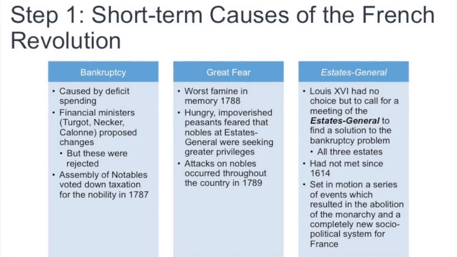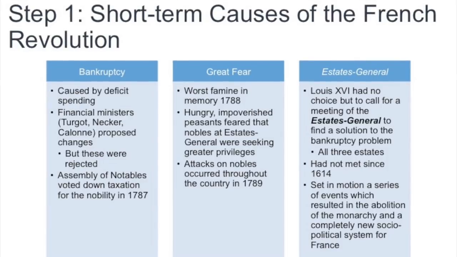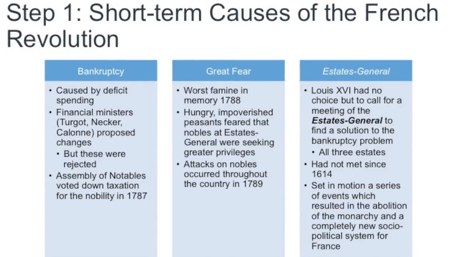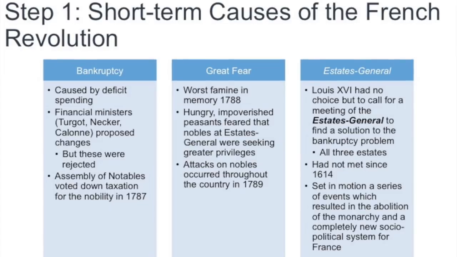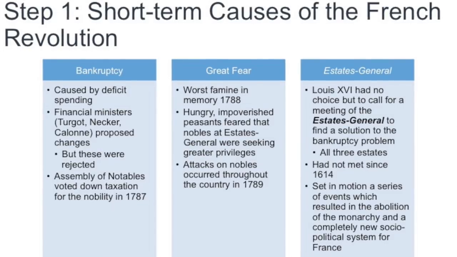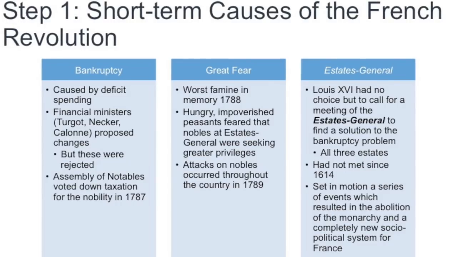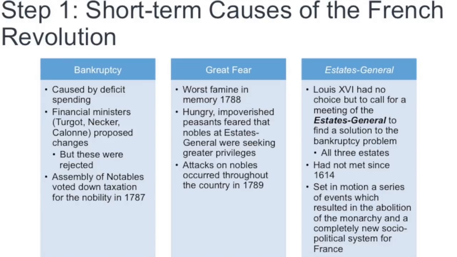In response to this, peasants began attacking nobles throughout the countryside throughout 1789, oftentimes even burning down their estates to free themselves from taxation. In response to this, Louis XVI called the Estates General, which is essentially France's version of Parliament. It had not met since 1614, and this set into motion an event that would essentially lead to the end of the monarchy in France.